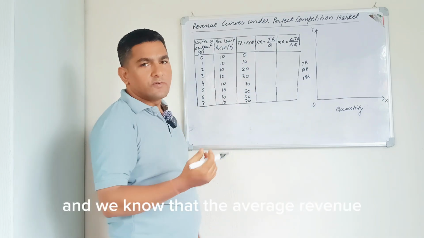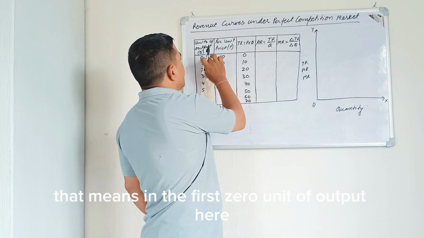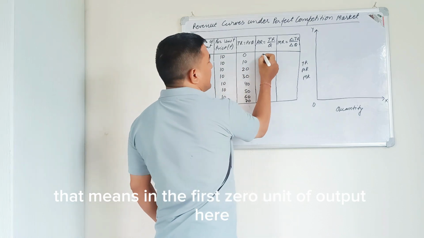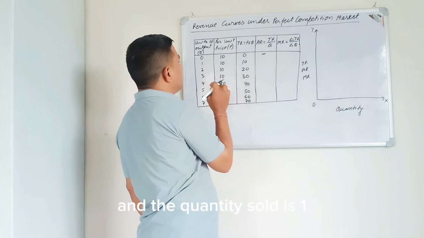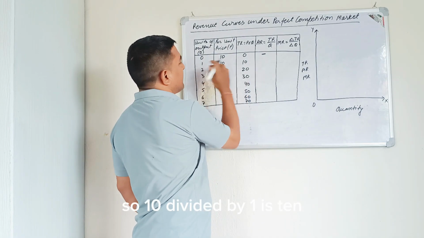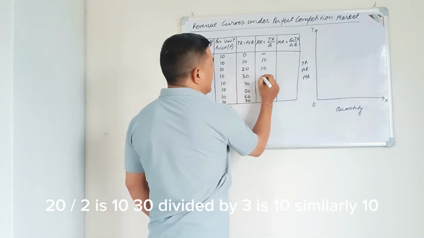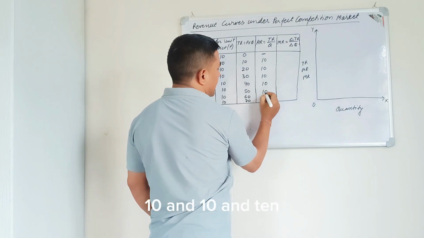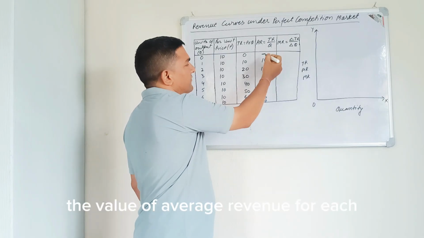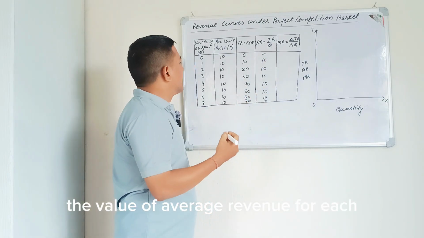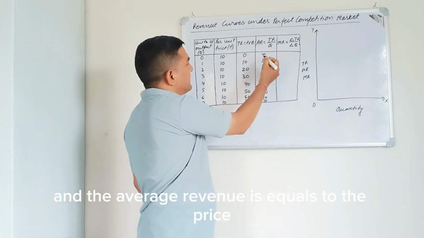And we know that the average revenue is total revenue divided by the quantity sold. That means in the first 0 unit of output, here we have to put a dash, and for the first unit where the total revenue is 10 and the quantity sold is 1, so 10 divided by 1 is 10, 20 divided by 2 is 10, 30 divided by 3 is 10, similarly 10, 10, and 10, and 10. That means in the perfect competition market, the value of average revenue for each unit sold is also constant, which is 10, and the average revenue is equal to the price.